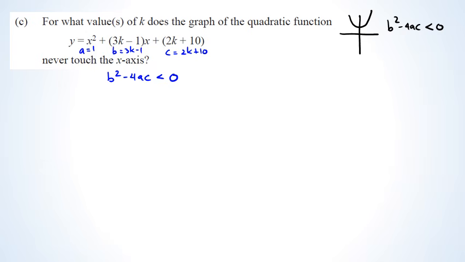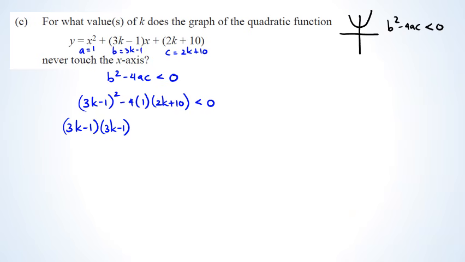So let's replace b now. So b will become (3k minus 1) squared minus 4 times a is 1, c is 2k plus 10, and this has to be less than 0. So the first thing I'm going to do is expand the brackets of 3k minus 1 times 3k minus 1. And on this side, I've got minus 4 times (2k plus 10). And all this still has to be less than 0.